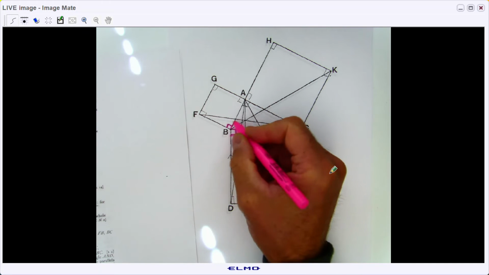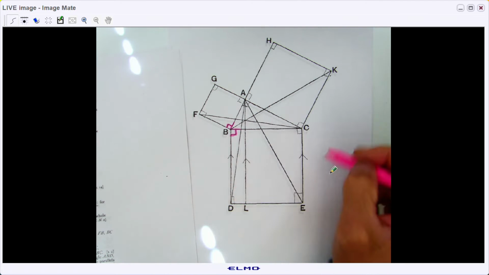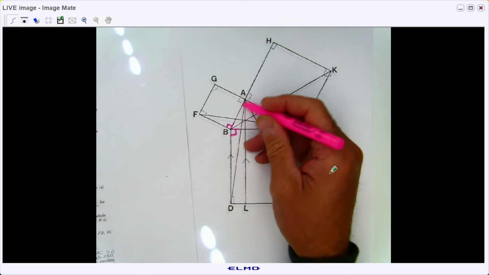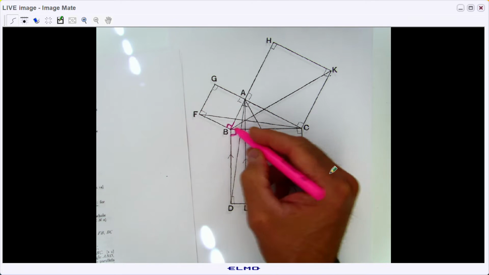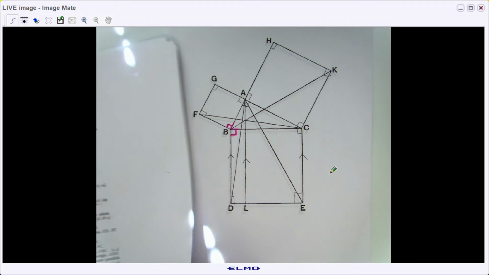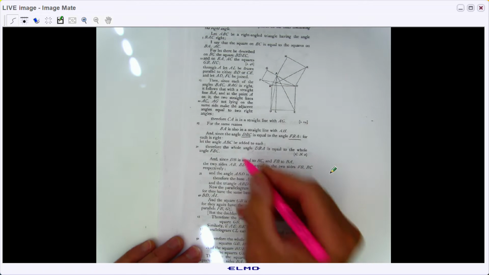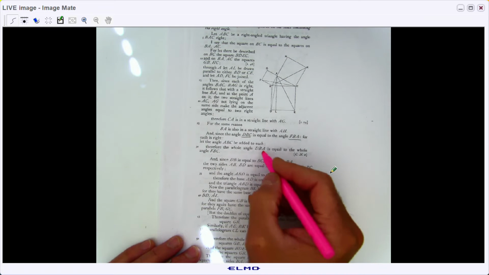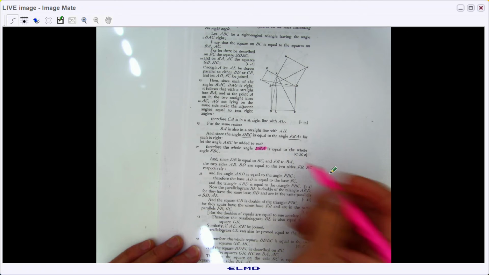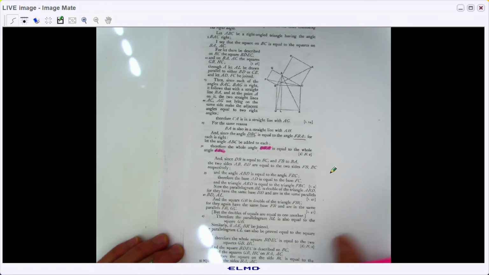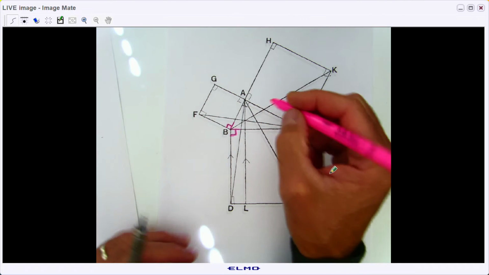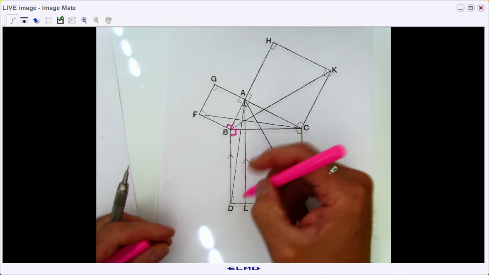Okay, so ABC added to DBC makes DBA, right? And ABC added to FBA makes FBC. So then he says, therefore, the whole angle DBA is equal to the whole angle FBC. I think that's what he was winding up for. Let's just mark those in.